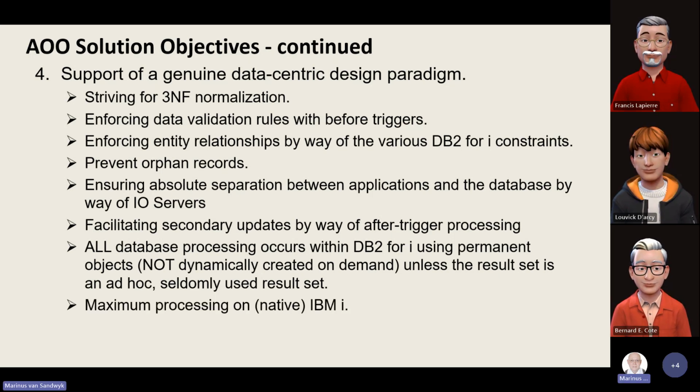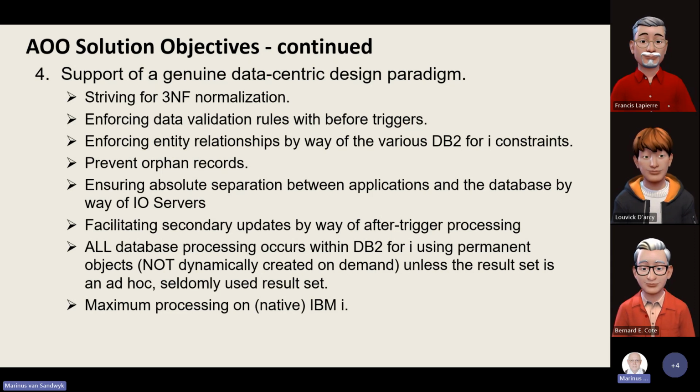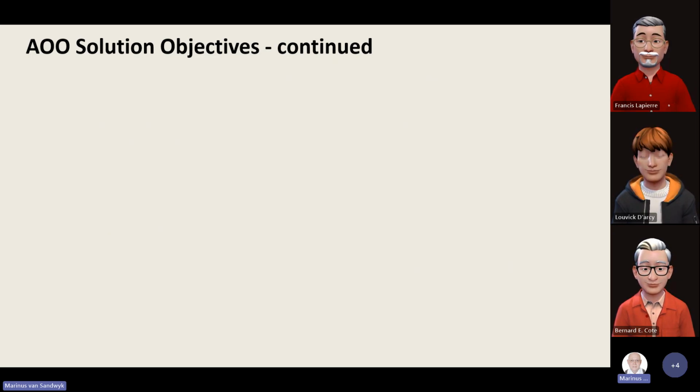Maximum processing on native IBM i, and I have to stress this point, and you'll see when we get to the actual solution and we look at PACE, that we want as much as possible to be done on IBM i. The reason for that is the immense power and the immense capabilities that you have at your disposal in IBM i.